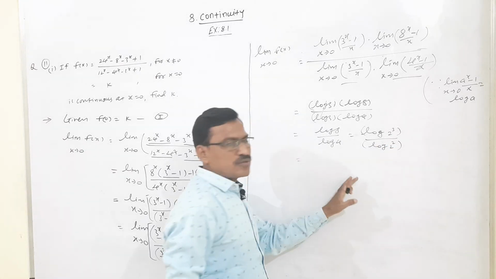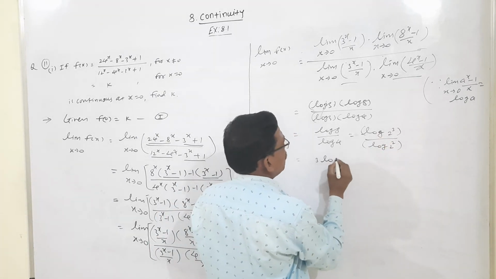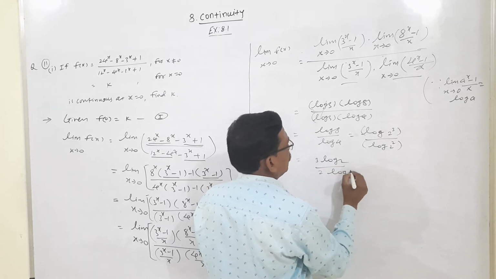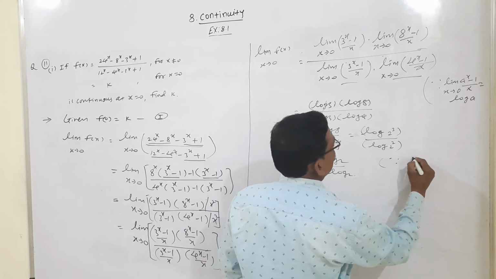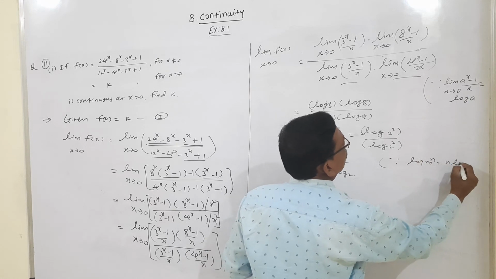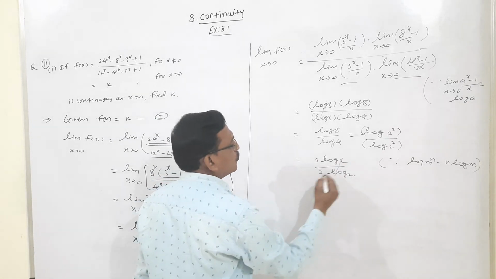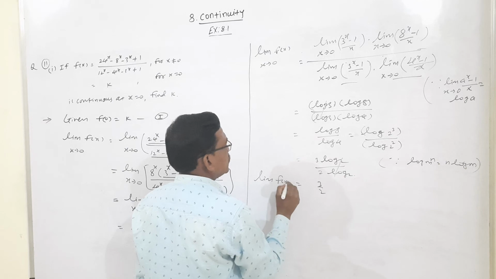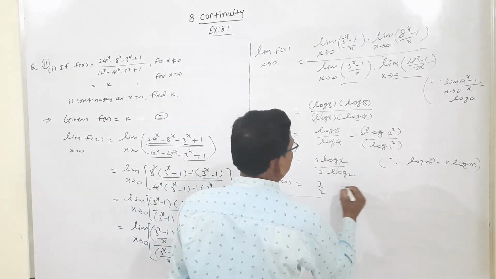Now by using rules of logarithm, it is 3 log 2 and in the denominator is 2 log 2, since log of m raised to n is equal to n log m. So this log 2 will get cancelled. It is 3 by 2 only. So the limit of that function as x tends to 0 is equal to 3 by 2. Call equation second.